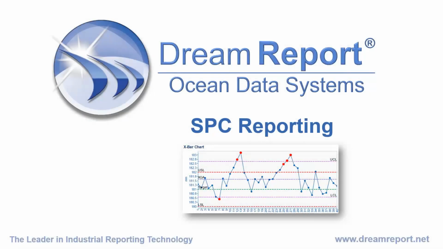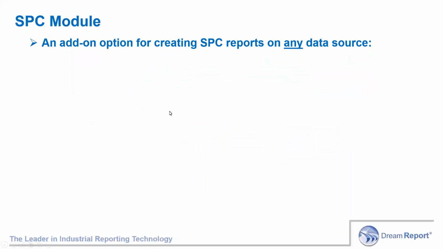So today we're going to be talking about the SPC, or Statistical Process Control, module for Dream Report. The SPC module is an add-on option, a license add-on to any core or base Dream Report license that gives you the ability to perform SPC reporting on data from any data source.